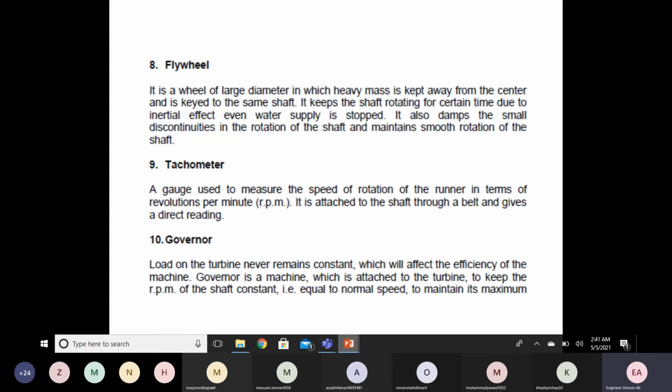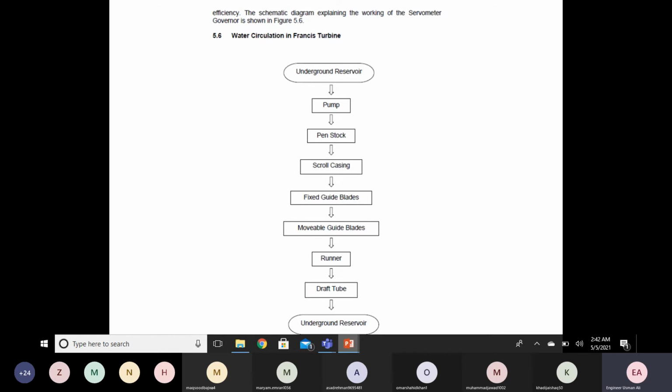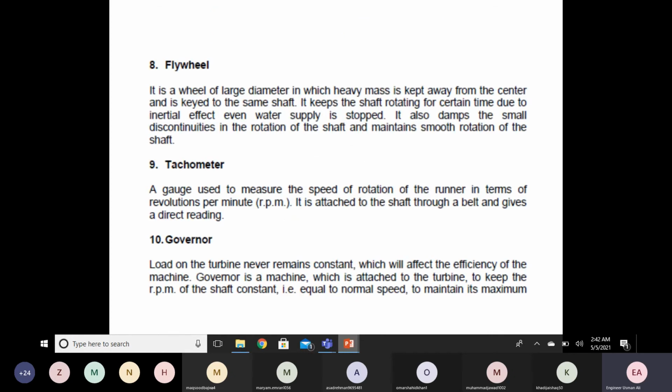At the end, governor. Already I have explained that the load of the turbine is never constant, which will affect the efficiency of the machine. Governor is a machine which is attached to the turbine to keep the RPM of the shaft constant. It is equal to the normal speed of the turbine to keep its maximum efficiency. So as I mentioned, load of the turbine varies, and because of the variation, speed of the turbine may also vary. But to keep the speed of the turbine equal to the normal speed or constant speed having maximum efficiency, governor is used in the field.